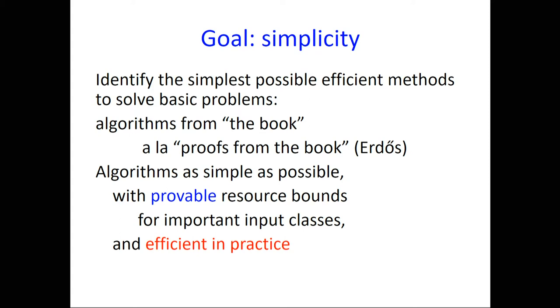Paul Erdős, who was a well-known mathematician, passed away now, but his idea was that there are proofs of mathematical theorems that come from the book. That would be the book upstairs. The right proof. Let's think about the same concept in algorithm design.